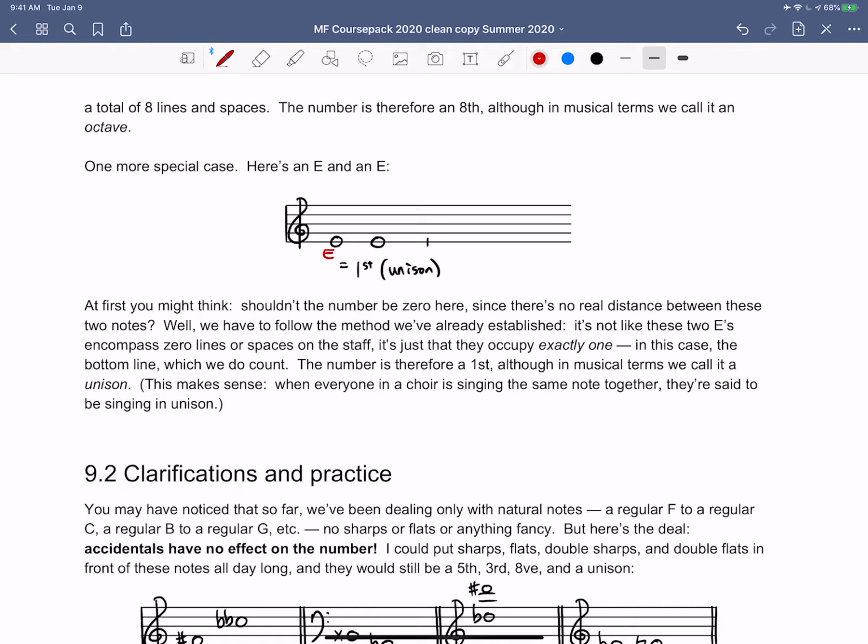Here we have the same note to the same note, so an E to an E. So at first you might think, well, isn't that kind of a 0? Well, no, we still need to use the same method that we've established. So you do count this line where the E lives, and you just stop there because there are no more lines or spaces that are encompassed by those two notes. So it leaves us with an interval of a 1 or a unison. So I'm just going to write the number 1. You also see unison as another option. In the next section, you'll learn that all you really have to do is write the numbers. So that is the introduction to the number component of intervals.